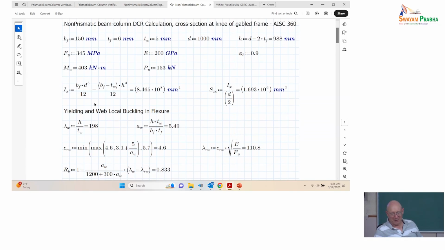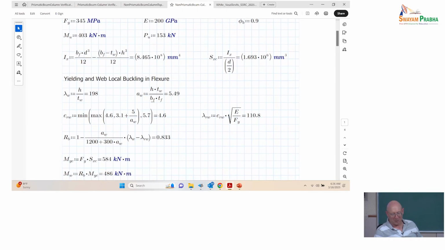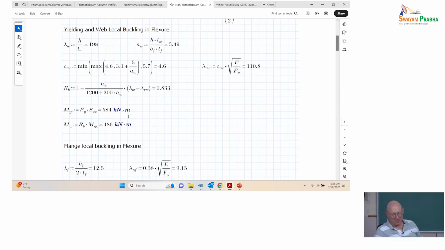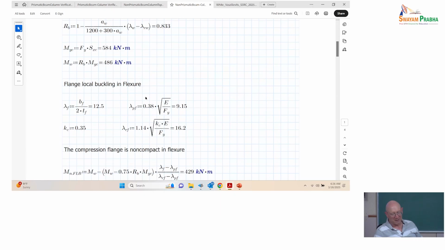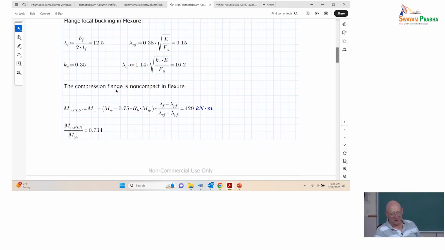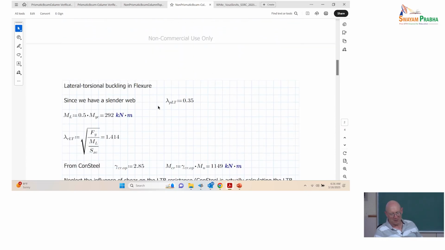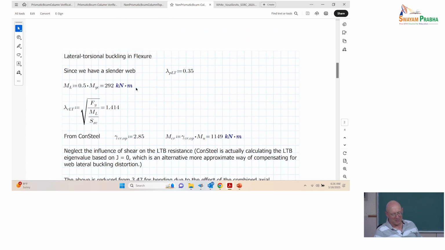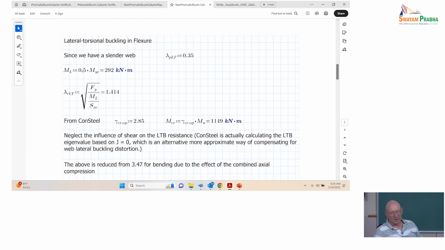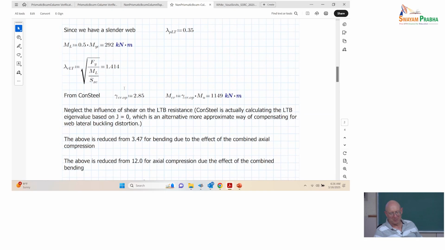Okay, so we've got, you can see yielding and local buckling in flexure. We got our RB showing up there again, our MYC, our MW. Okay, we got our plateau strength. We do our flange local buckling check in flexure. That's a repeat of what we had before. Okay, lateral torsional buckling. Again, lambda PLT is 0.35 since it's a slender web. It's always a constant. We got our ML, our lambda RLT, that's square root of 2. ML is half of yield moment.